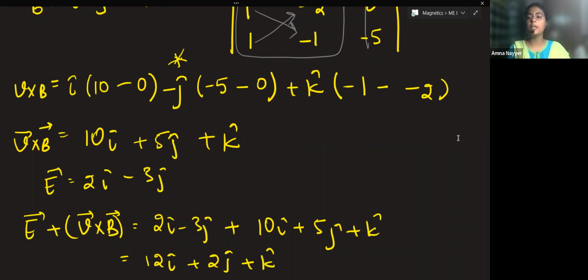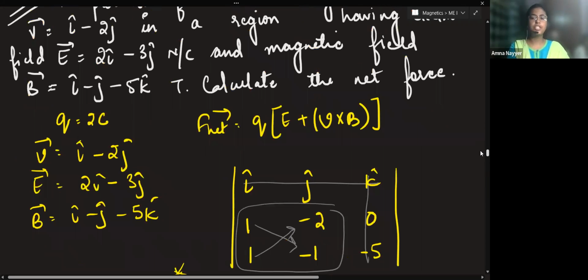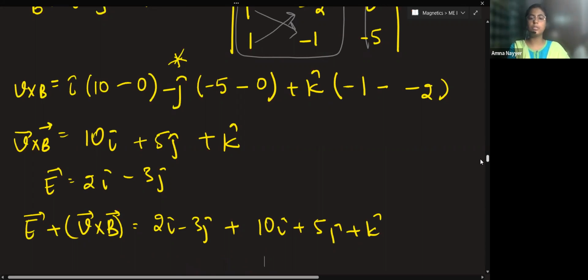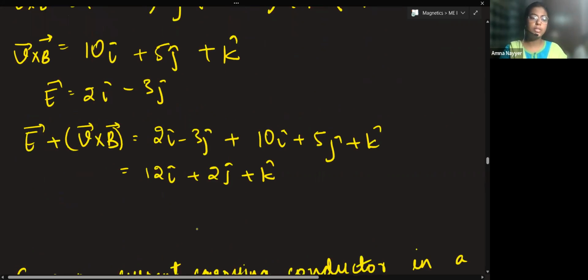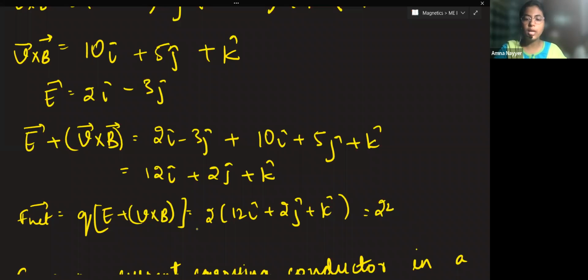What was the final formula? You multiply the charge with it: Q times E plus V cross B. Charge is 2 coulomb, so we'll multiply 2 with this. Once you multiply, F net will be 2 into 12 I cap plus 2 J cap plus K cap. This gives you 24 I cap plus 4 J cap plus 2 K cap Newton. This much is your final answer.